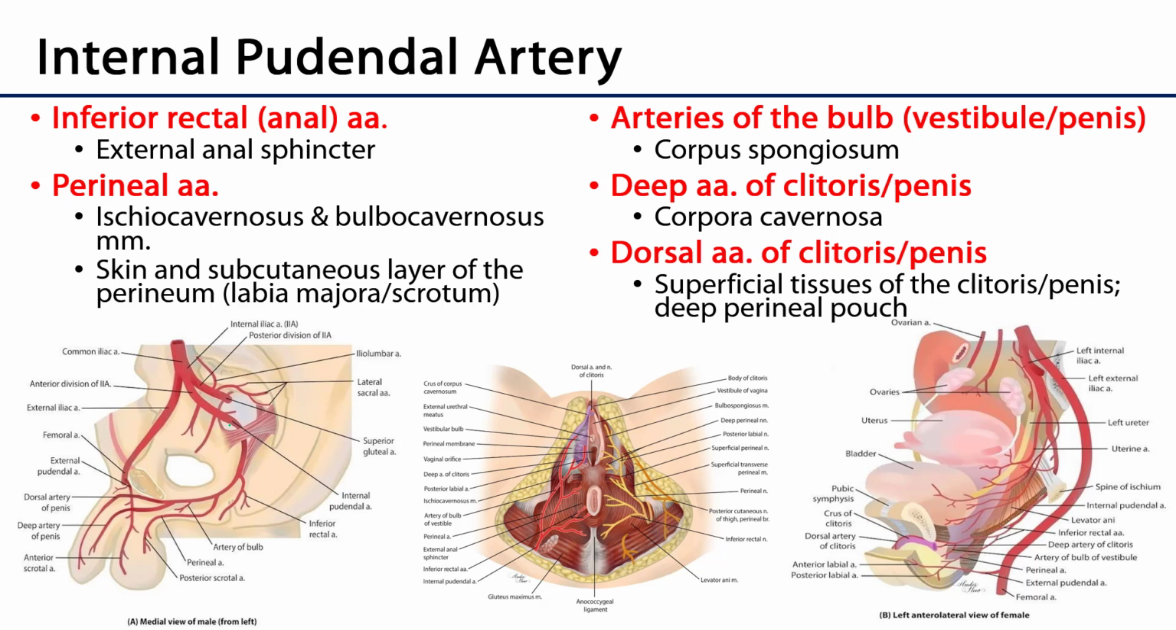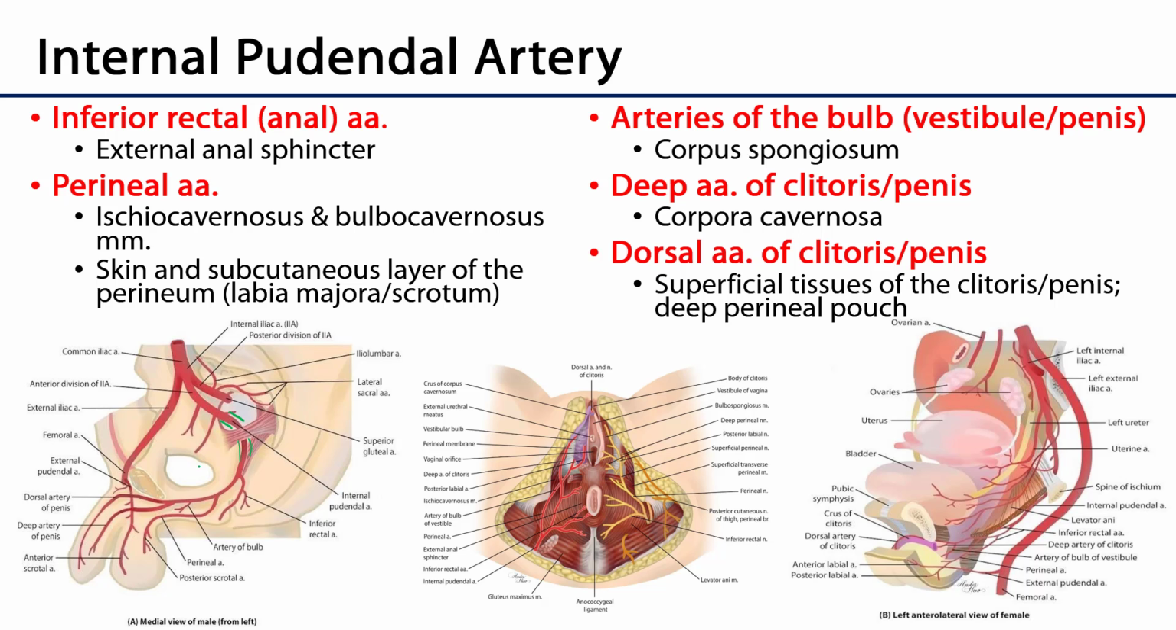So let's look at the internal pudendal artery. The internal pudendal artery is going to exit through the greater sciatic foramen and then pass through the lesser sciatic foramen, heading through the pudendal or Alcock's canal. It will also be joined by the pudendal nerve, as well as the internal pudendal vein within that canal.